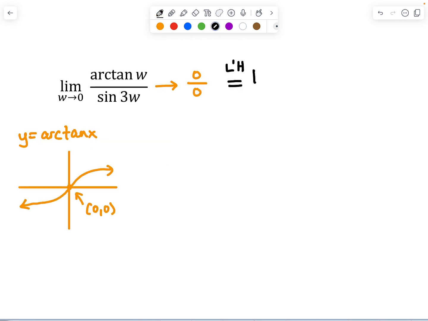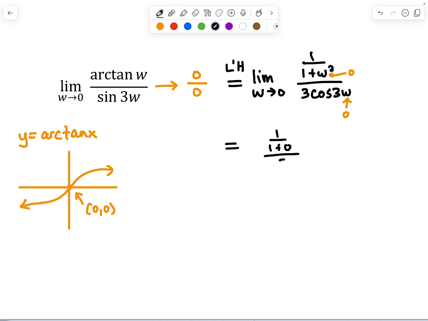So we'll do instead a limit as w approaches 0 and differentiate the numerator with respect to w. We get 1 over 1 plus w squared. And differentiate the denominator, we will get cosine of 3w and then chain rule times 3. And now plug in 0 for the w's. Our numerator becomes 1 over 1 plus 0. Cosine of 0 is 1, so we have division by 3, and we get 1/3 as our limit.